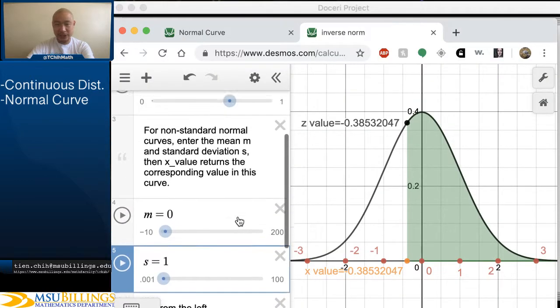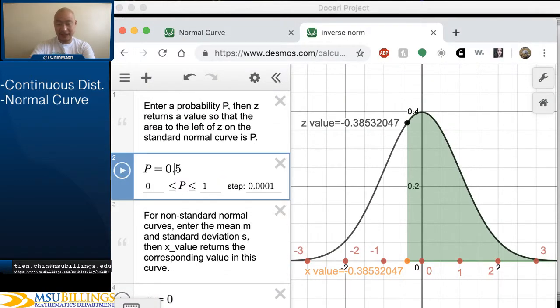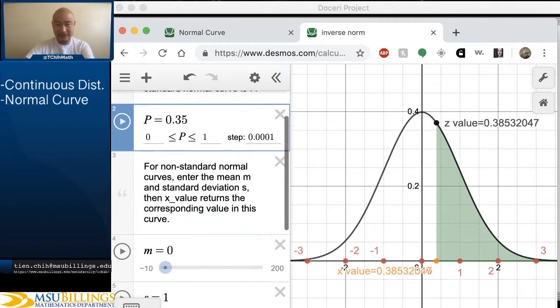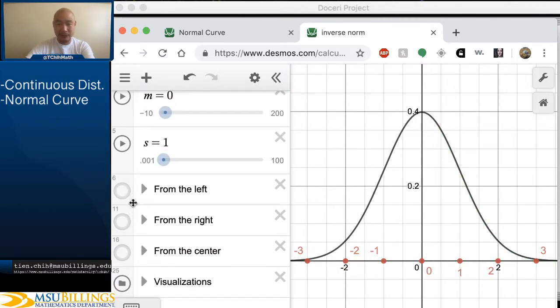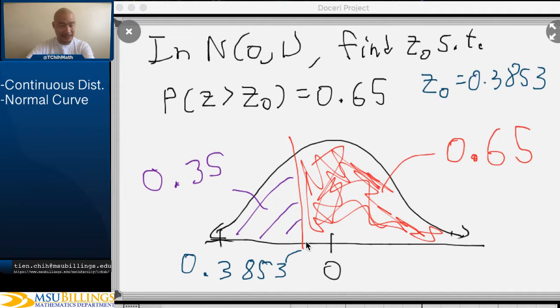And so if I were to change my probability from 0.65 to 0.35, and instead of coming in from the right, I were to come in from the left, my z value is exactly the same, right? Negative 0.3853, the exact same statement, right? So 65% being to the right of the curve is the same statement as 0.35 being to the left of your curve, right? So it's sensible in this case that we should obtain the same solution to both of those. All right.